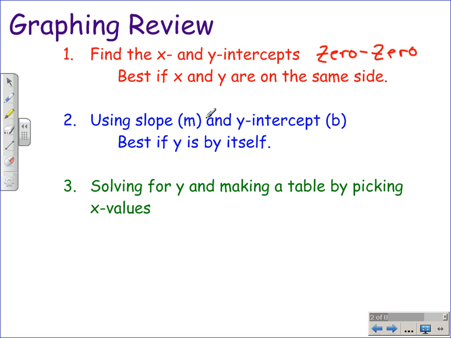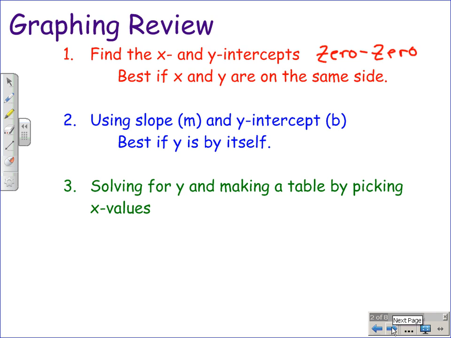The second way you were taught how to graph was using the slope m and the y-intercept b, and that's usually best if the y is already solved for, if the y is by itself. Another way that works is solving for y and making a table picking x values. If you're not quite sure how to use the slope and the y-intercept, you could also solve for y and make a table by picking x values and then finding the corresponding y values.